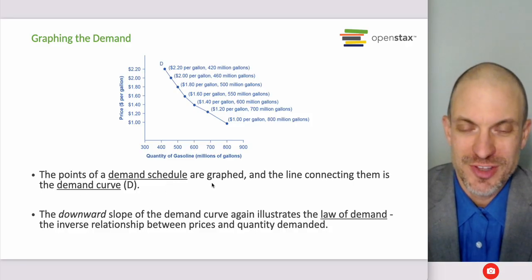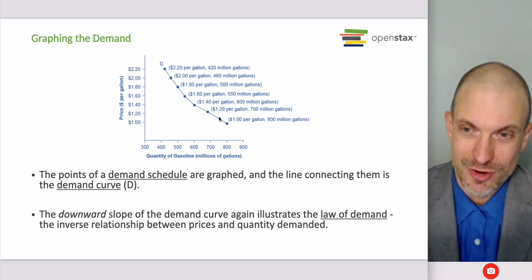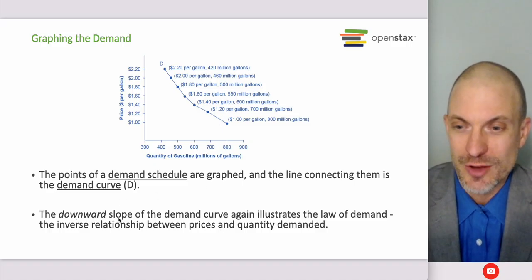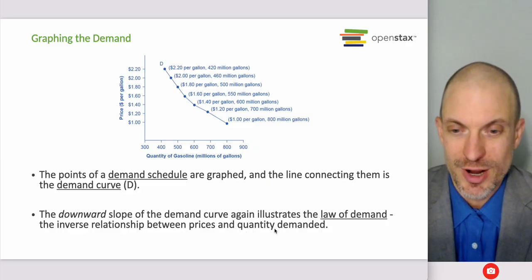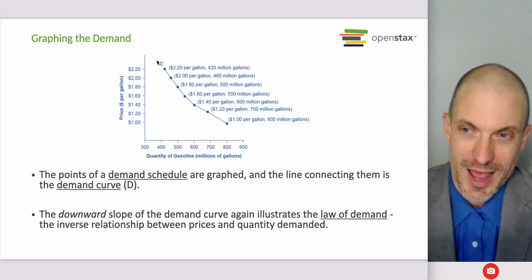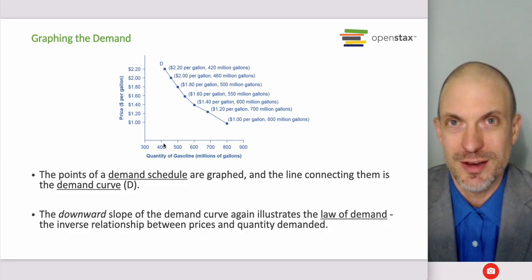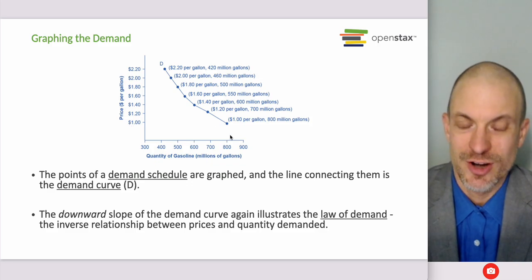The points of the demand schedule are graphed here, and then the line connecting them is the demand curve. The downward slope of the demand curve again illustrates the law of demand, the inverse relationship between prices and quantity demanded, right? At higher prices, there's a smaller quantity demanded. At lower prices, there's a higher quantity demanded.